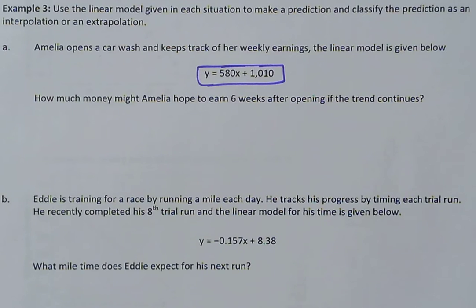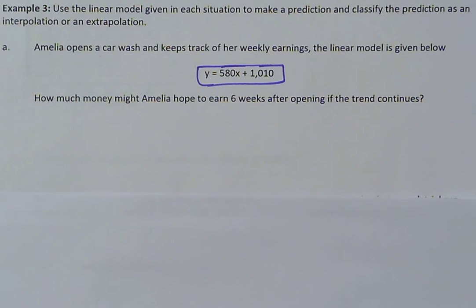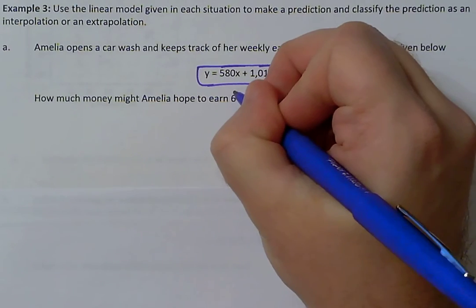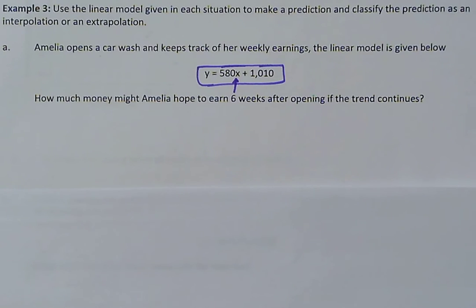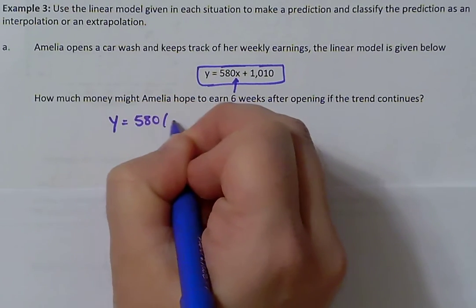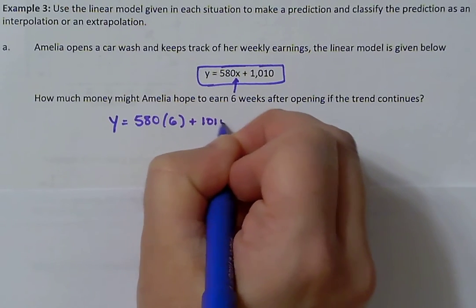So if you get to the problems on the homework where they're going to give you a linear model with an equation, y equals something, what you are going to do for these problems is you're going to take that equation and you're going to take, based off the follow-up question, the number, and you're going to plug it in for x. So when this talks about how much money might Amelia hope to earn after 6 weeks, that means we're going to take that 6 and we're going to plug it in for x to figure out how much she could hope to earn if that trend were to continue. So we're going to take 580 times 6 plus 1010.